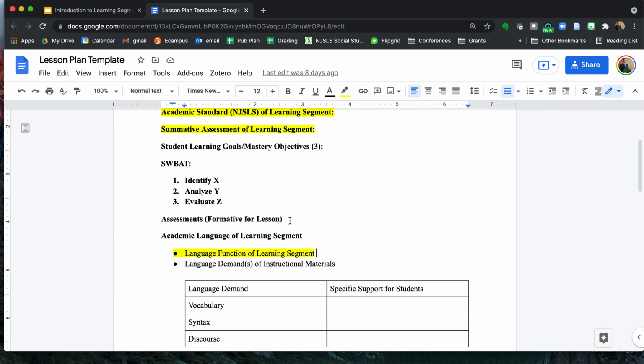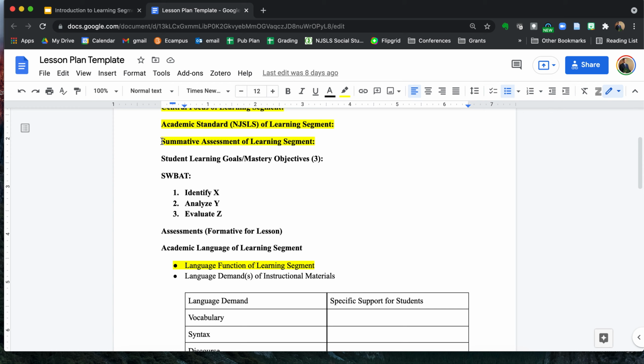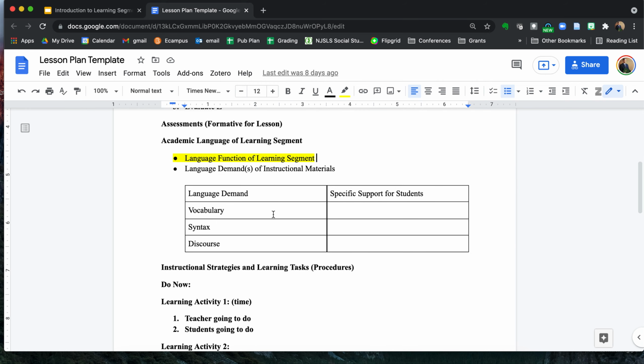Here, we're talking about our assessments, and here we're talking about our formative assessments for this lesson, because your summative assessment's all the way up here, and that's for your learning segment. You have your language demands. So what are those demands? Vocabulary demands, syntax, and discourse demands of the instructional materials you're providing. And then how are you going to support specific students?